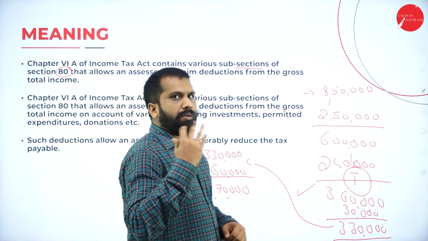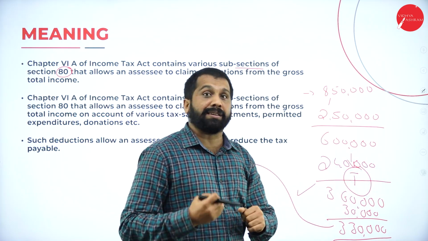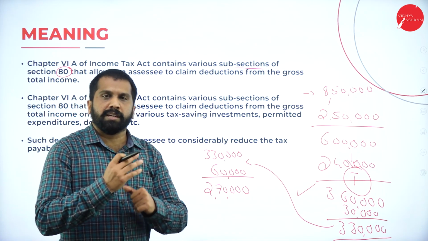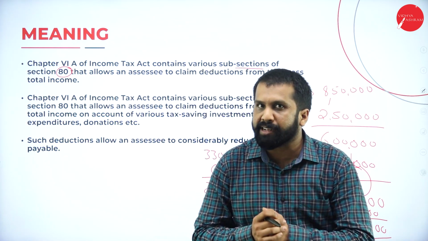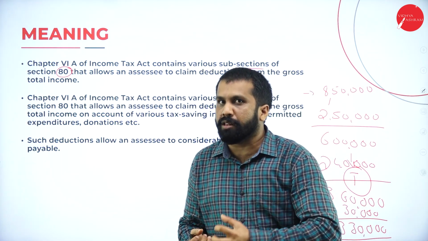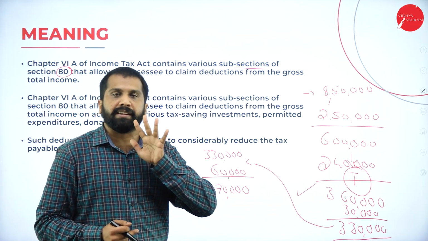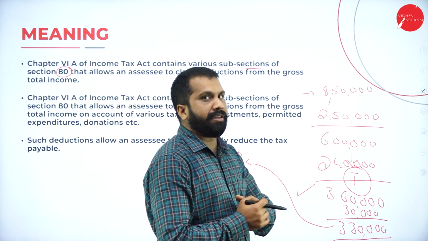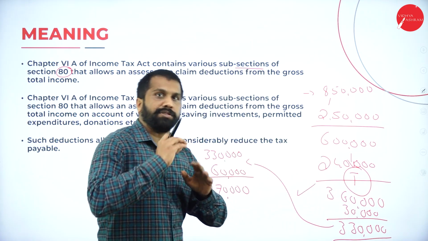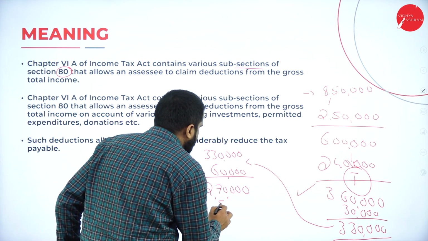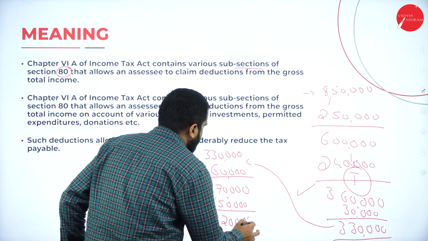Now one more is what? I have one more big child. For that I am paying college fees. For college fees I have taken a loan from the bank. Educational loan. For that educational loan I am paying 50,000 interest. Every year how much am I paying interest for the education loan? 50,000. That also I can deduct. See, 2,70,000 minus 50,000. So 2,20,000.